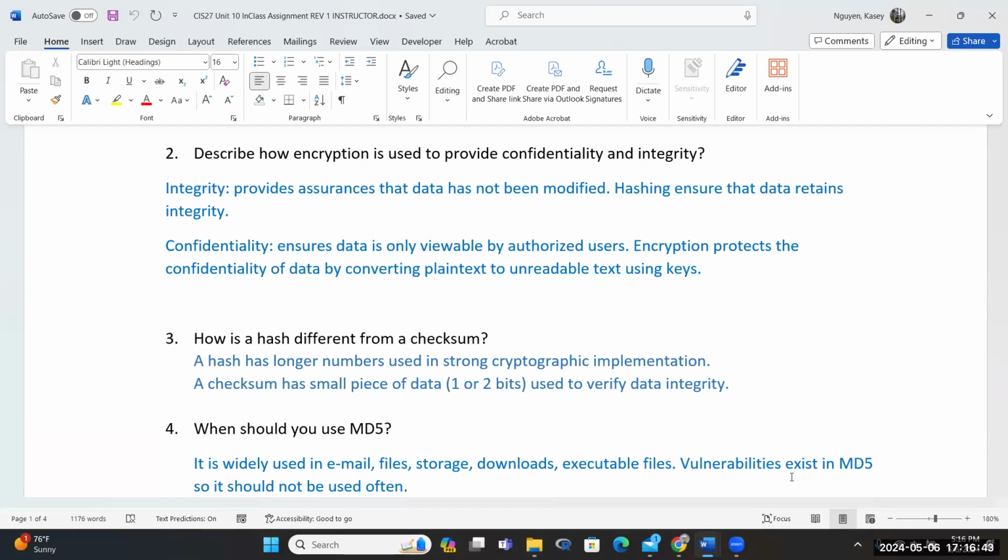A checksum is just a small piece of data, one or two bits, that's used to verify data integrity. It can look at the entire data, whether it is all there, right? Or if something is missing. Checksum can be used in many different ways. So if you're looking at RAM, when it's doing a checksum, it's simply doing odd and even.